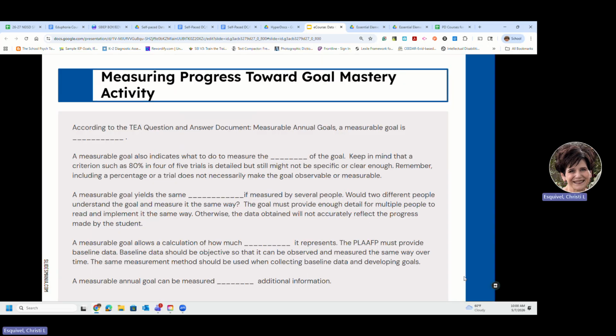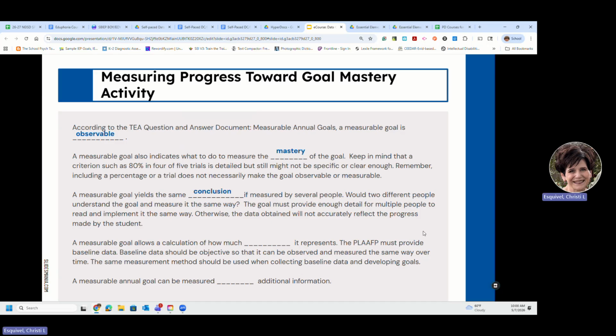According to the TEA question and answer document, Measurable Annual Goals, a measurable goal is observable. A measurable goal also indicates what to do to measure the mastery of the goal. Keep in mind that a criterion such as 80% in 4 out of 5 trials is detailed, but still might not be specific or clear enough. Remember, including a percentage or a trial does not necessarily make the goal observable or measurable.